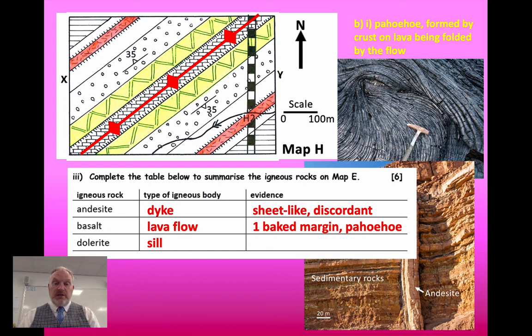Dolerite, then, is a sill, and we know that because we have two bake margins, top and bottom, and also the crystals are medium size. It's cooled a little bit slower.